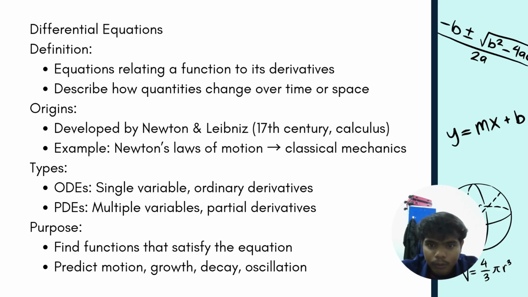There are two types of differential equation. First is the single variable ordinary derivative. Second is the multiple variable partial derivative. The purpose of a differential equation is to find a function that satisfies the equation. The second purpose of differential equations is to predict motion, growth, decay, and oscillation.